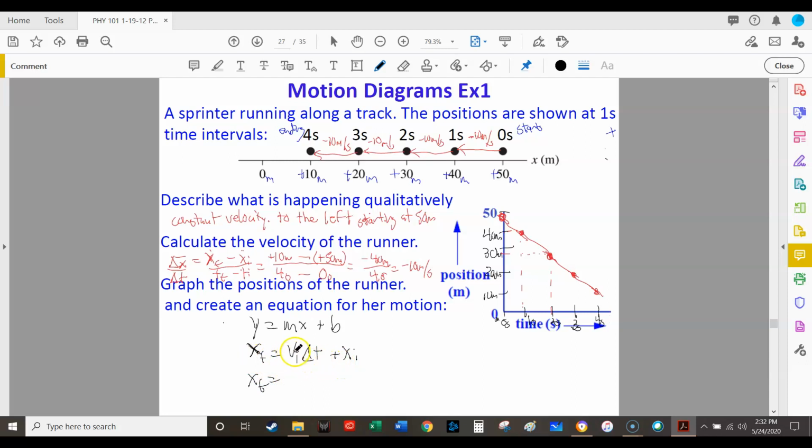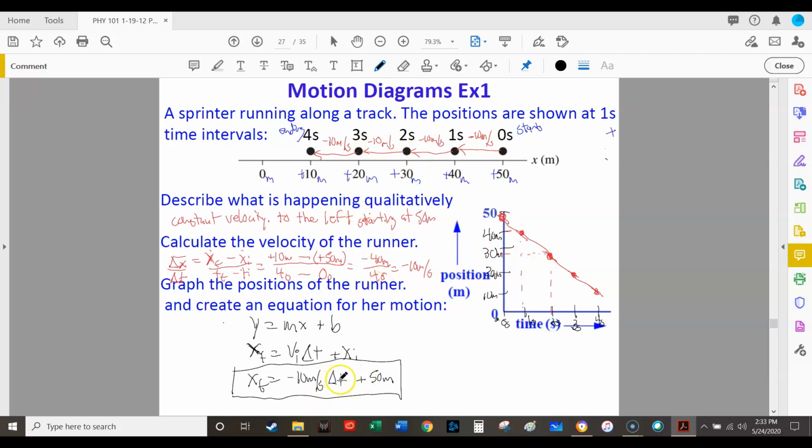Here we've already figured out our velocity, and our constant velocity is going to be negative 10 meters per every second, delta t, and that's going to be plus the initial position, which occurred at the 50-meter mark. So this is the prediction equation that we're going to be using here that represents the graph and also represents the motion diagram.